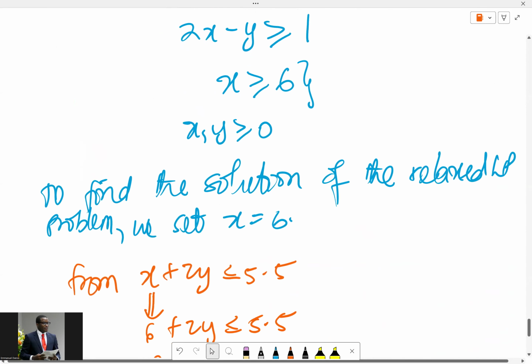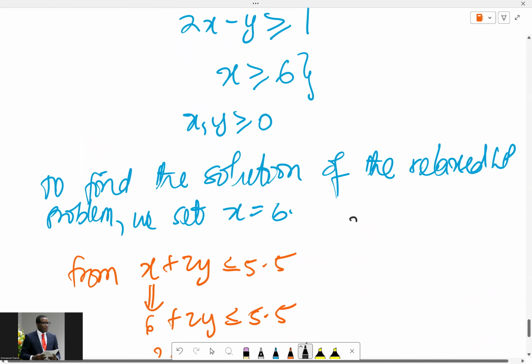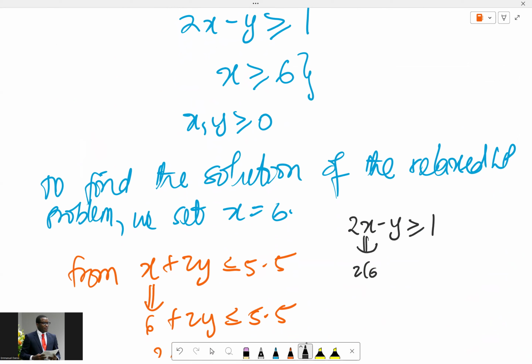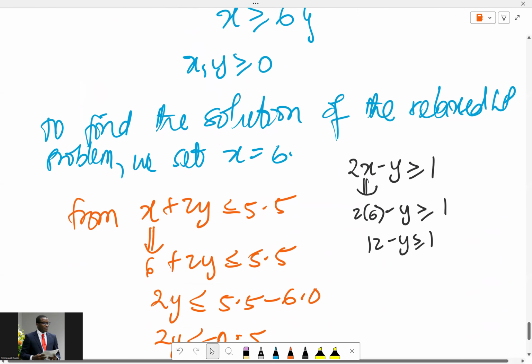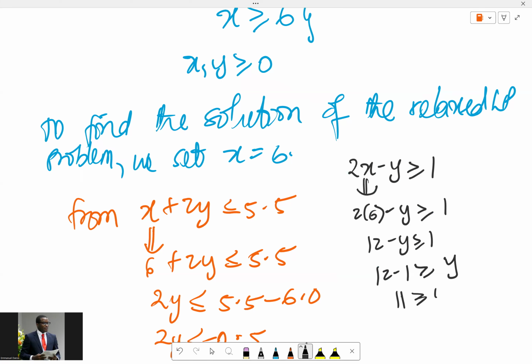If we're going to try that, you'll be having 2x minus y greater than or equal to 1. So you have 2 times 6 minus y greater than or equal to 1. So that is 12 minus y greater than or equal to 1. That means 12 minus 1 is greater than or equal to y. So 11 is greater than or equal to y. That means that y is less than or equal to 11.